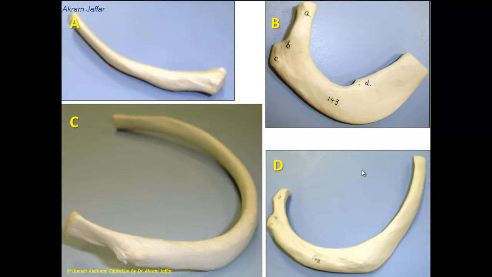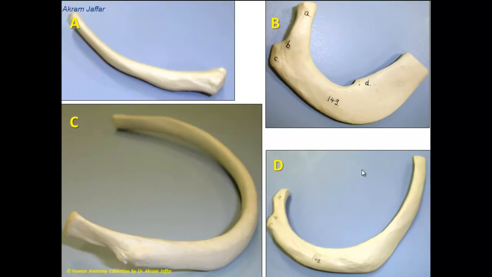In this question, we are asked to match the lettered ribs shown in this picture with some features, and each of these ribs may be labeled with more than one of the features that I'm going to tell you. Now, let's have an example.